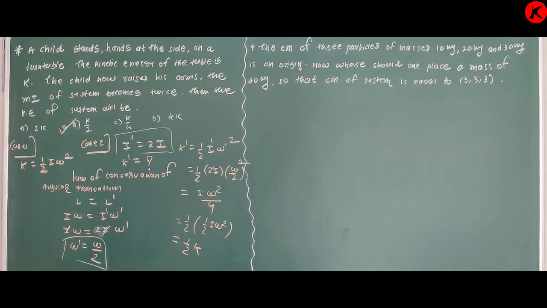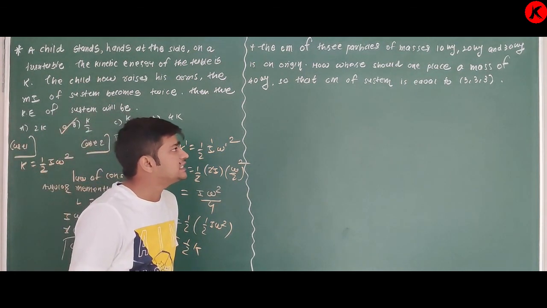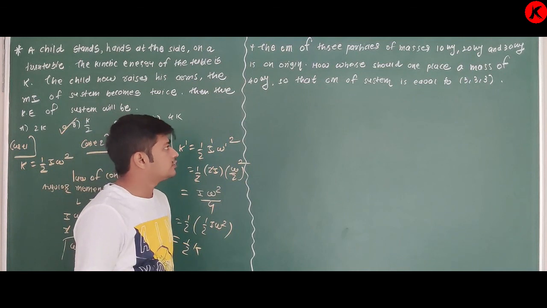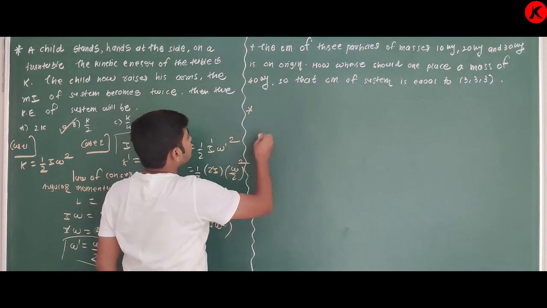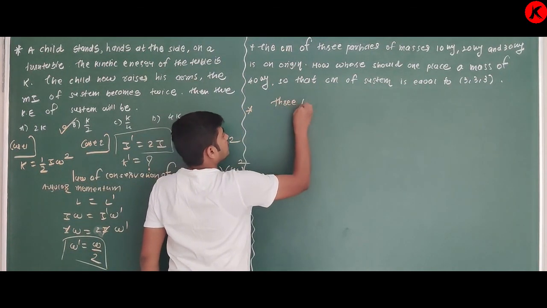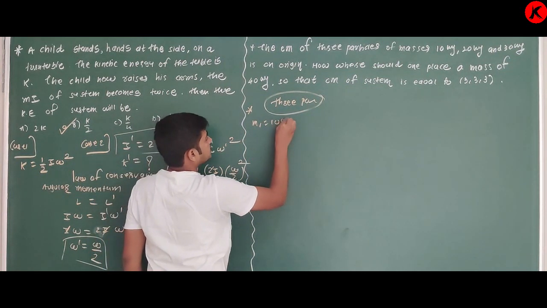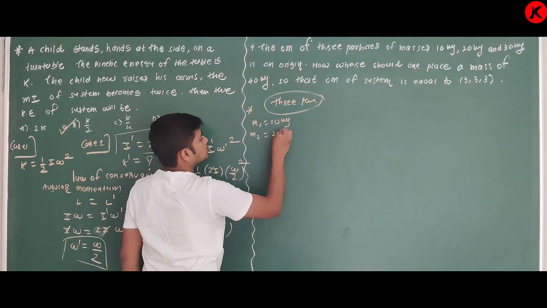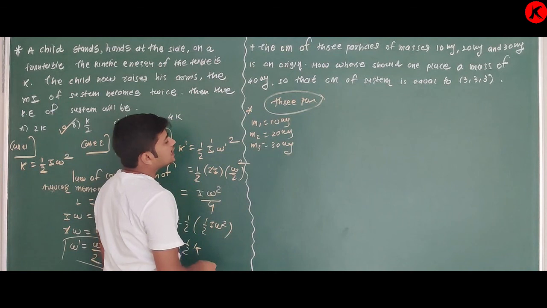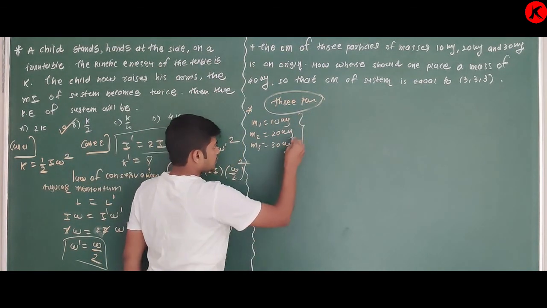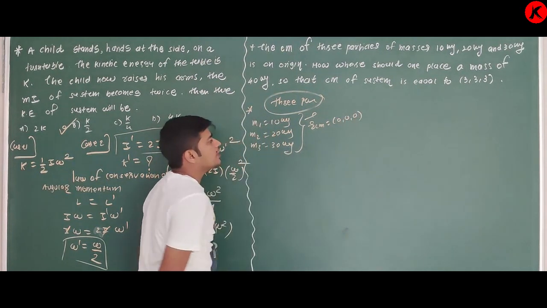So now the next question. The center of mass of 3 particles of mass 10 kg, 20 kg and 30 kg is at the origin. First of all, you are given 3 particles: M1 is 10 kg, M2 is 20 kg, M3 is 30 kg, and their center of mass is at the origin, which means the center of mass is 0, 0, 0, or you can say only 0.